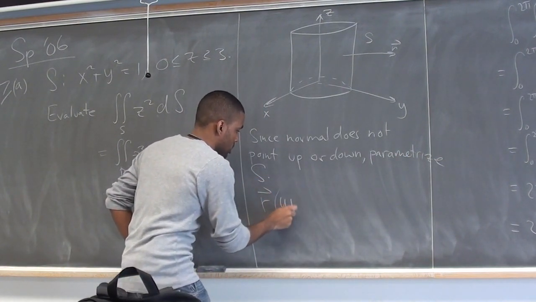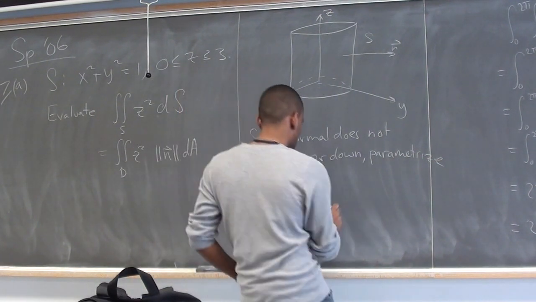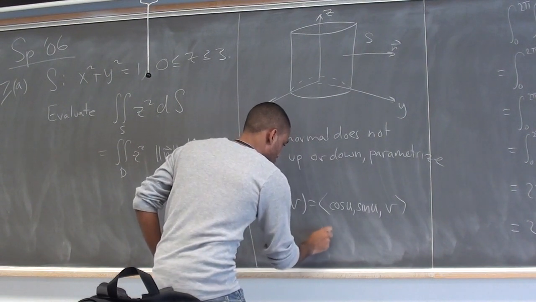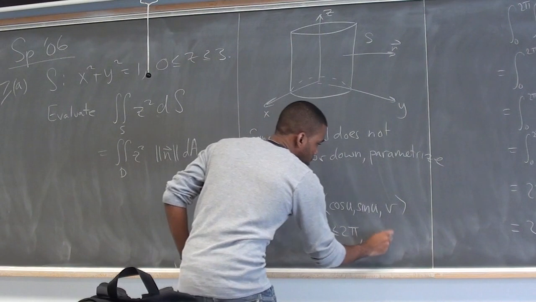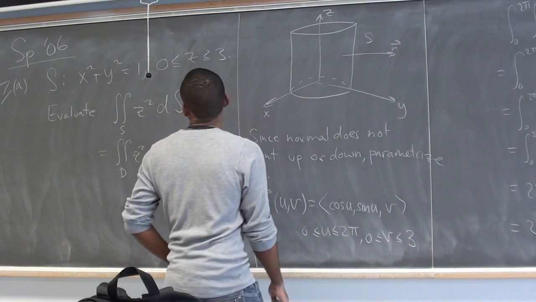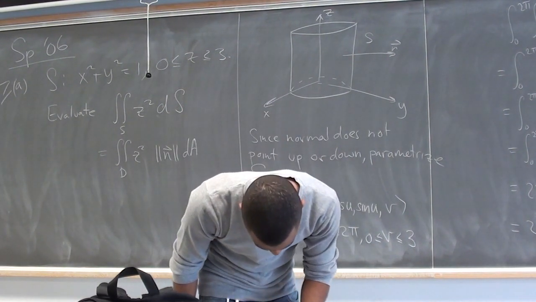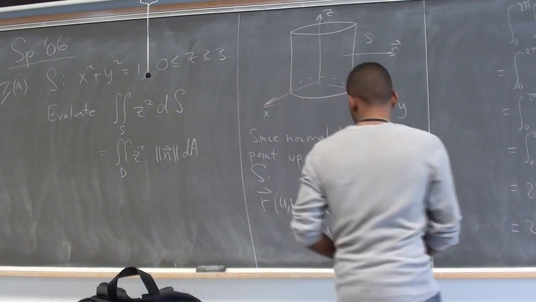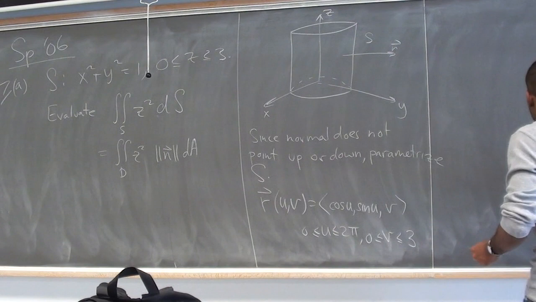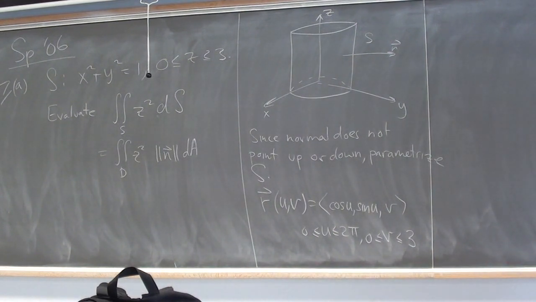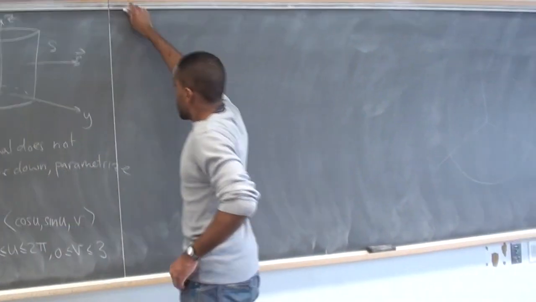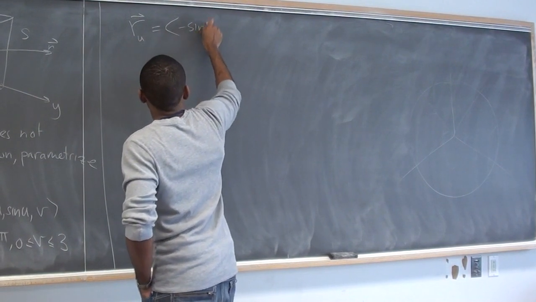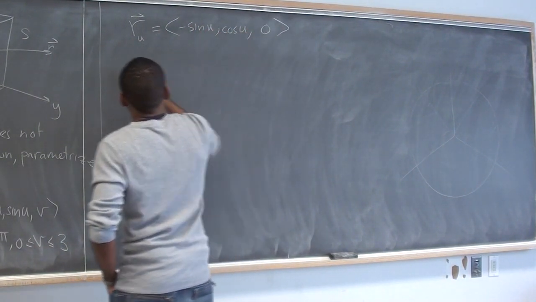We can parameterize it by cosine u, sine u, and v, where u goes from 0 to 2 pi and v goes from 0 to 3. Now evaluate our u and v.